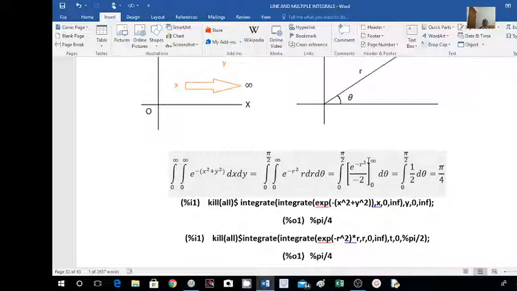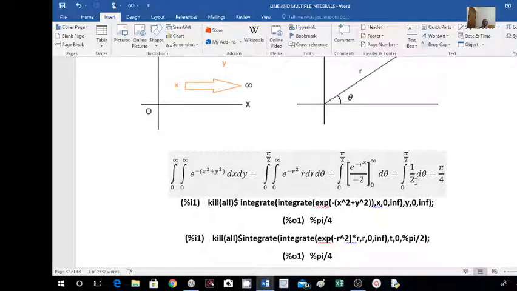If I put infinity for r, I get 0, minus of this minus sign, and minus of minus becomes plus. For the lower limit I put r equal to 0, so this becomes e raised to 0, which is equal to 1. So I get 1 by 2 as the value, 1 by 2 into d theta.